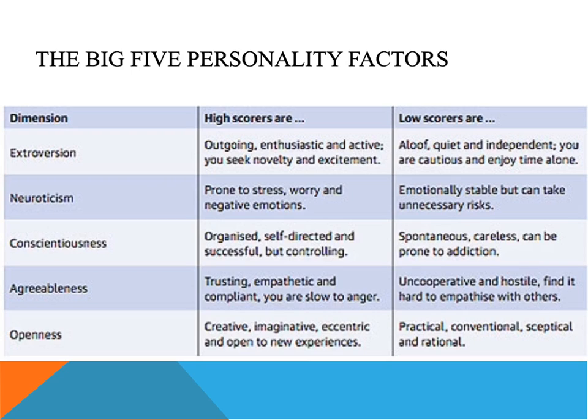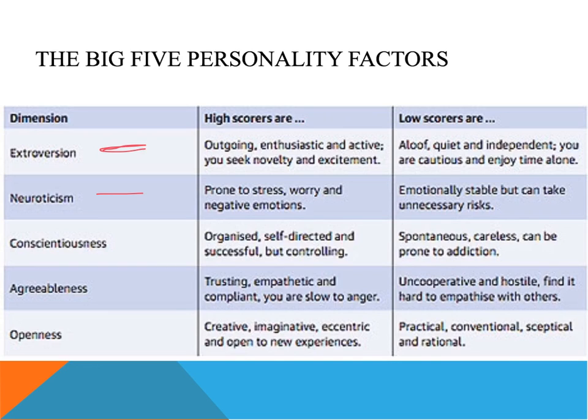So back to traits. There are what psychologists call the big five personality factors. And if you see here, there are five distinct divisions, or dimensions, rather. There's extroversion, neuroticism, conscientiousness, agreeableness, and openness. Now, the dimensions include the opposites as well. So if you have high scores in extroversion, then you tend to be outgoing, enthusiastic, and active. If you have low scores in extroversion, then you're more likely to be introverted. So you'll be aloof, quiet, and more independent-minded.